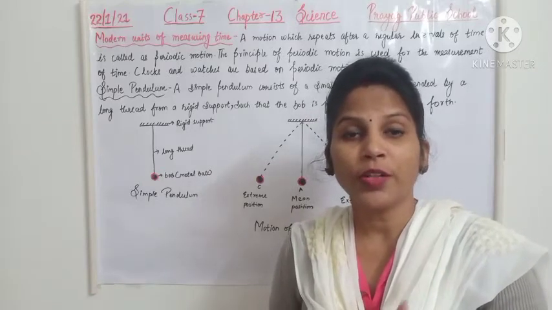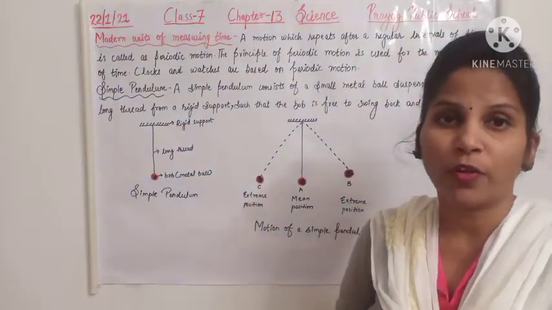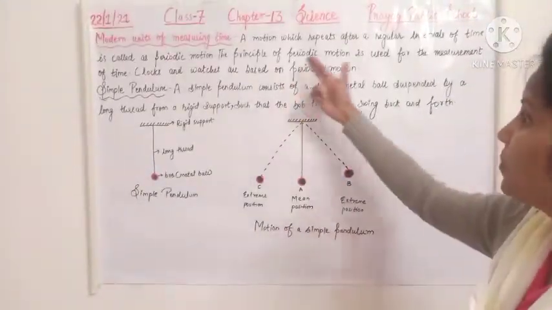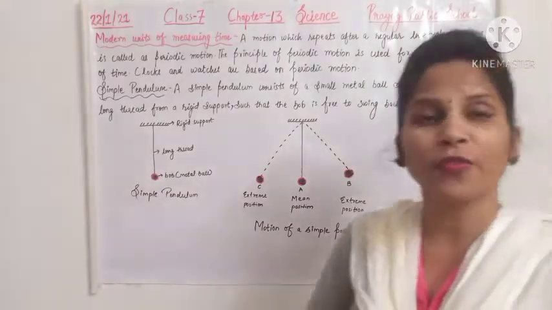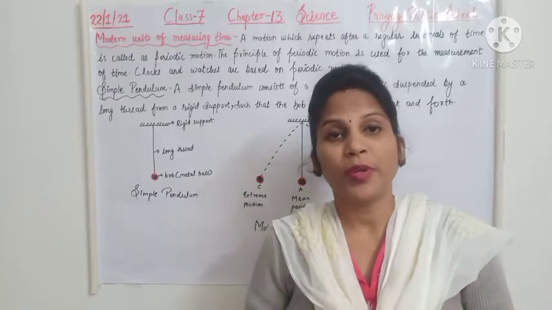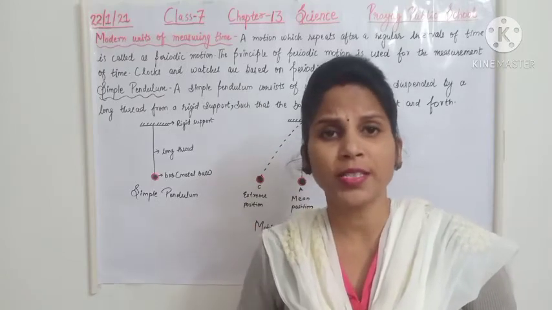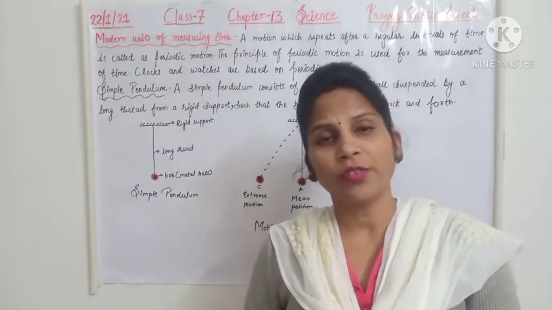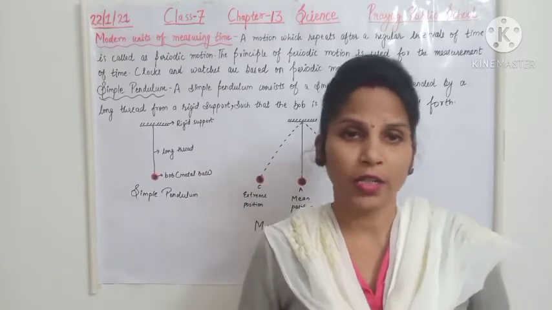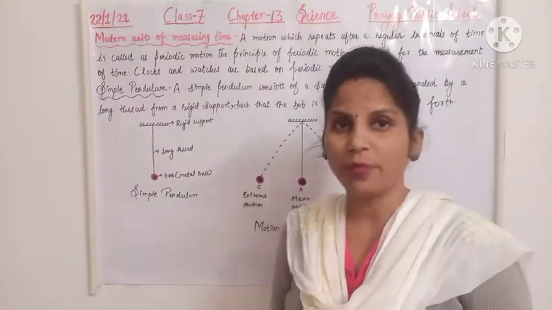So the motion which repeats after a regular interval of time is called periodic motion. The principle of periodic motion is used for the measurement of time. We know that when 60 minutes are completed, it will be 1 hour. After 1 hour, again 1 hour, again 60 minutes. Like this the process will go on, the interval of time will go on. So this principle is used for the measurement of time in modern times.